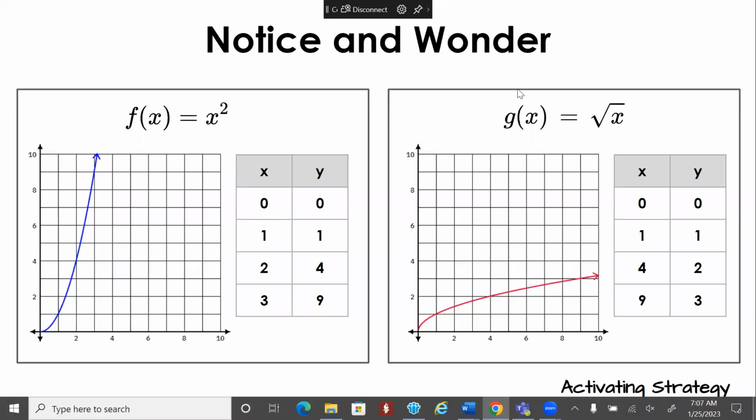All right, looking between these two, we're seeing that there's a squared for one of them and a square root for the other. Is there anything else you notice? What'd you say? The line's going up and the line's going kind of to the side, right? Okay, good. Anything with the table? Yeah. What'd you notice? Yeah, they're flip-flop, right?